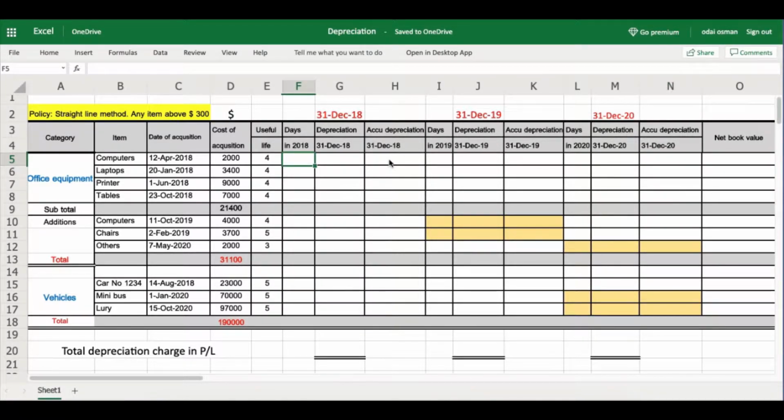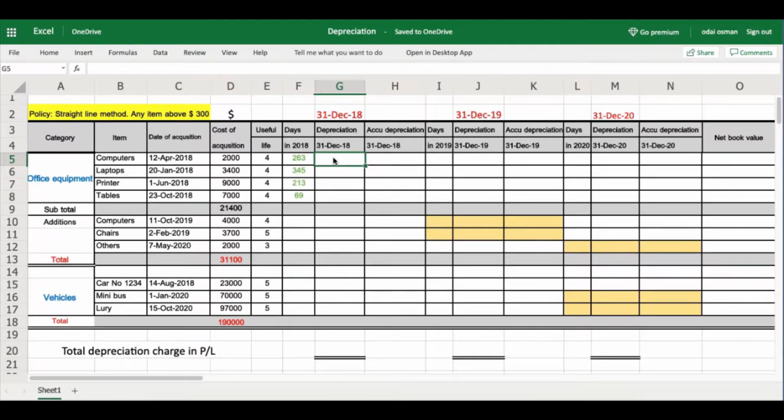First, we need to calculate the days in 2018. We need to apply this formula: equal, dollar sign, J, dollar sign again, in row 2, minus the acquisition date. This gives us 263 days, and we need to drag down to apply the formula for all.